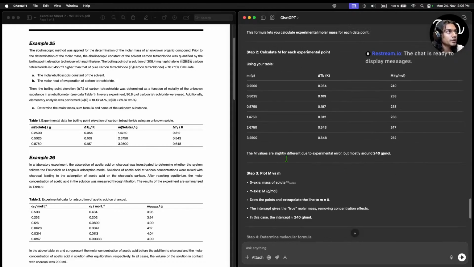M values are slightly different due to experimental errors, but mostly around 240. Plot M versus m, with mass of solute on the X-axis. Draw the points and extrapolate the line to m equals 0. The intercept gives the molar mass.